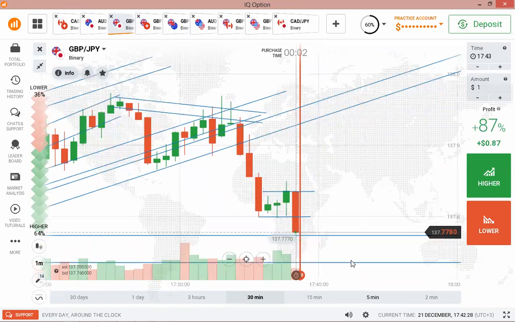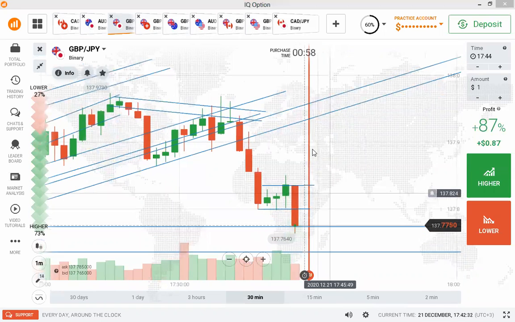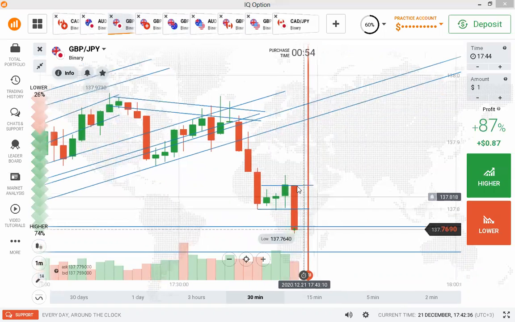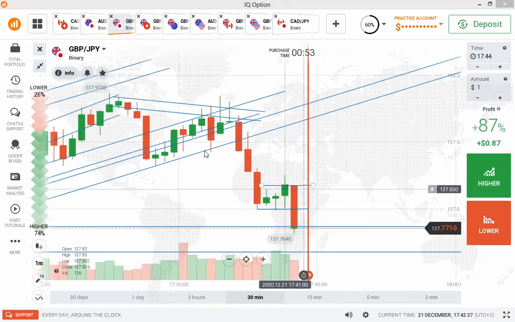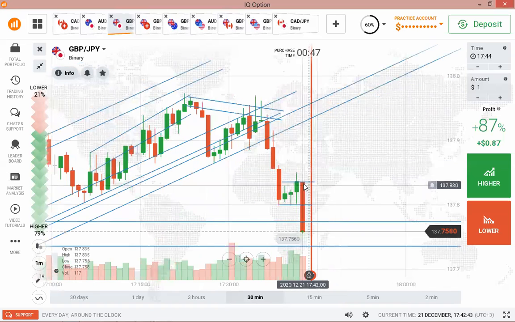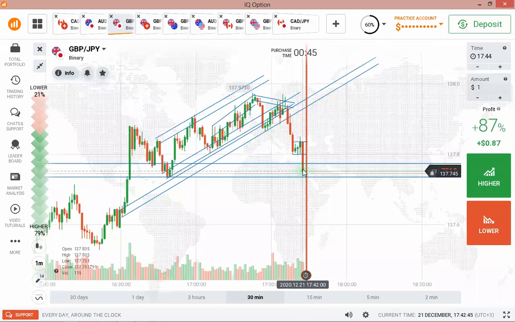So there are still some, yes, there's a round number. That is why we see these rejections. There are still some buyers left here at this supply and demand zone. That's why I see some buyers. But this is where the downtrend will continue and reach.